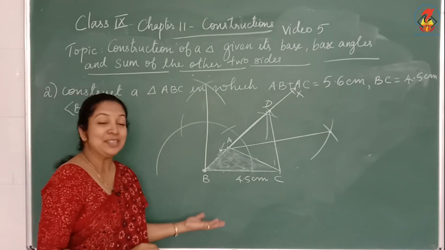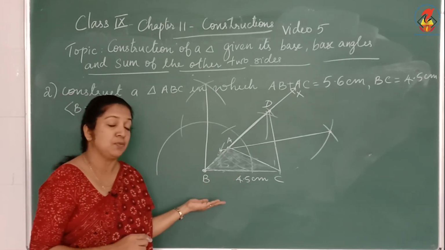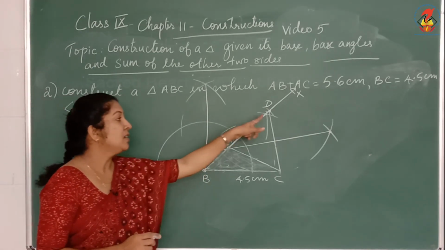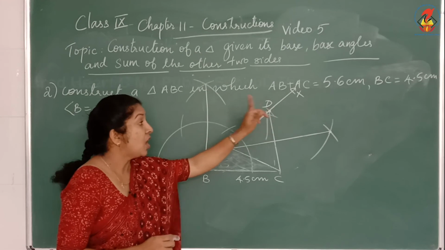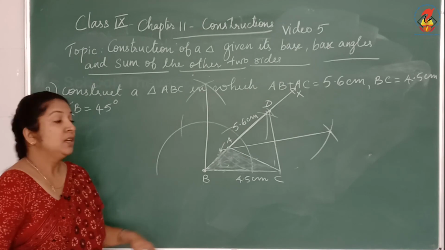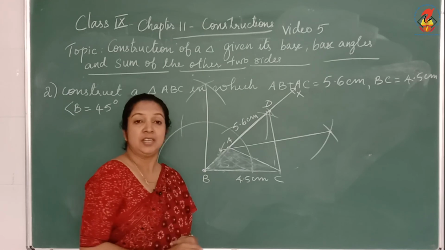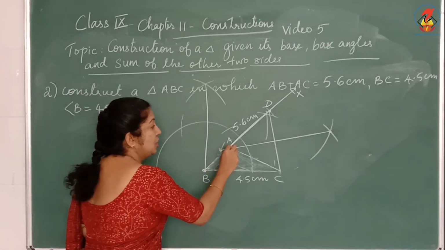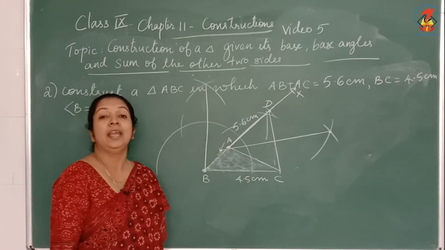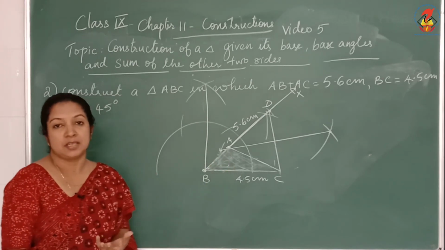So what's the first step? We have to draw the base BC. Then we have constructed 45 degree at B. Then we have drawn the ray BX. Then we have marked a point D, which is 5.6 centimeter away from B. Then join D and C. Next, draw the perpendicular bisector of CD, and this is touching BD at A. So join A and C. So triangle ABC is the required triangle.